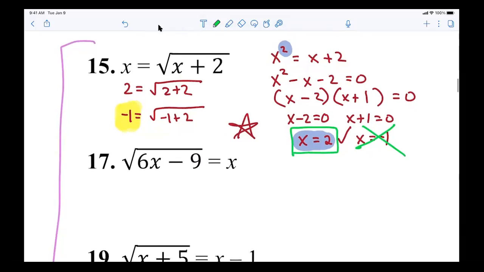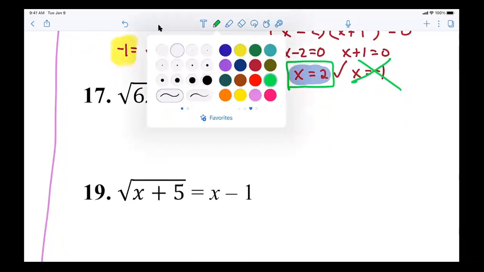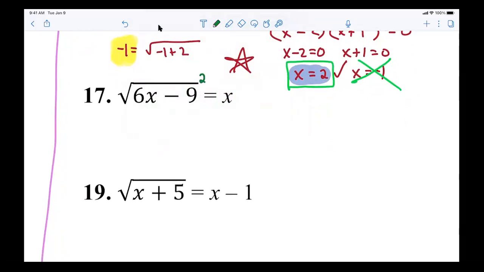All right, here we go. 17, what do I have to do to both sides? Square both sides. So let's do that. Square, square. So now 6x minus 9 equals x squared. Move everything to the right because we want it to be positive. So x squared minus 6x plus 9 equals 0.